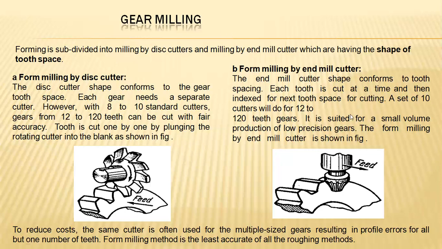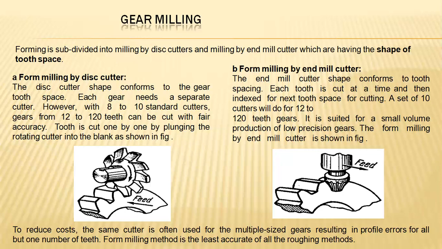In the case of this end mill cutter process, the shape initially conforms to the tooth spacing, but here also the same strategy is maintained: cutting of the tooth is done one at a time and is indexed for the next tooth spacing, and usually gears of 12 to 120 teeth can be cut, similar to the disc cutters.